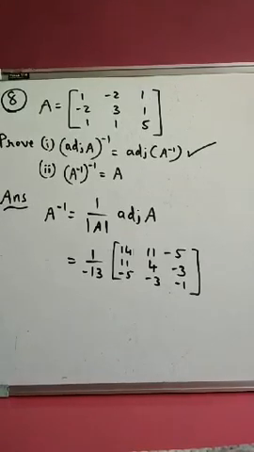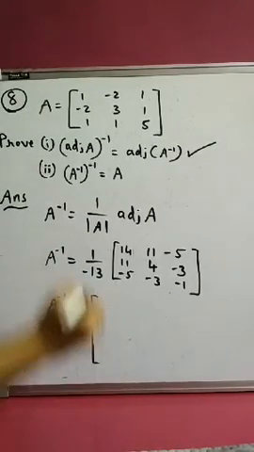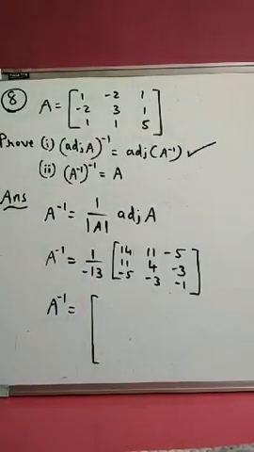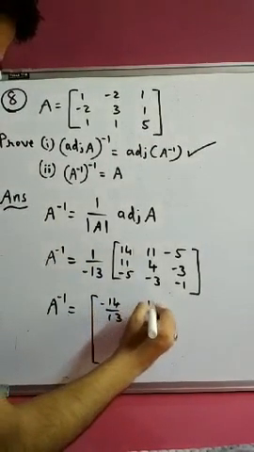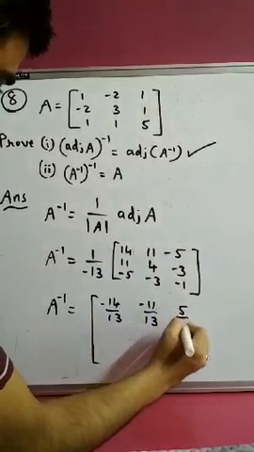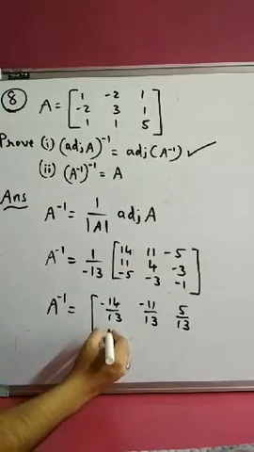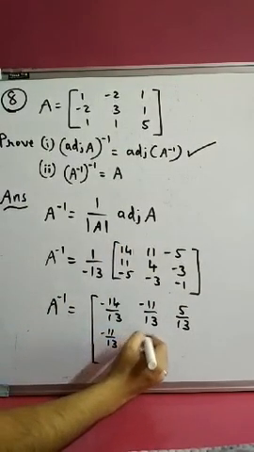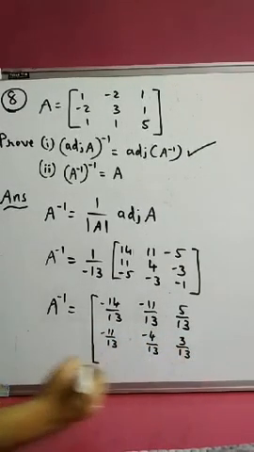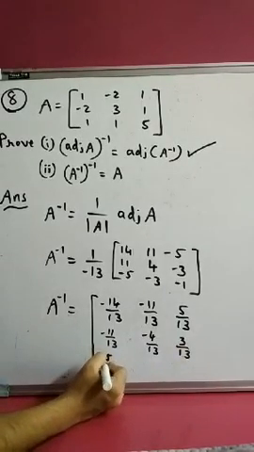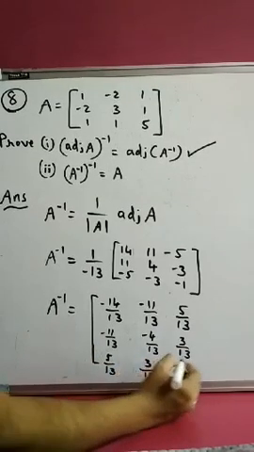See, if you want to find A inverse, then here 13 we will write inside. So minus 14 by 13, minus 11 by 13, 5 by 13, minus minus will become plus. Okay, so minus 11 by 13, minus 4 by 13, here 3 by 13, here 5 by 13, here 3 by 13, and here 1 by 13.